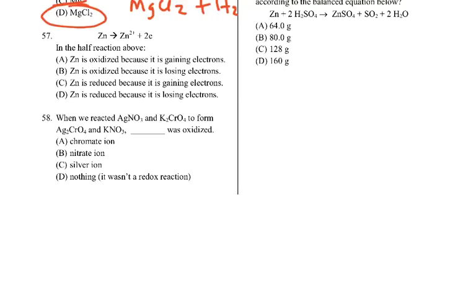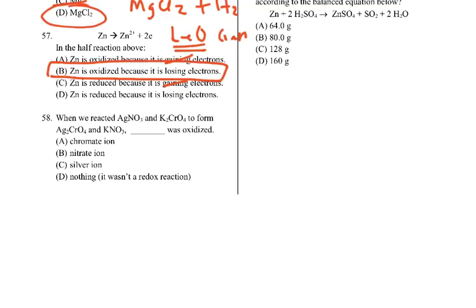Okay, this zinc, what's happening to the zinc? It is losing electrons. And remember that LEO the lion says GER. So losing electrons is oxidation. So it's not gaining electrons, and it is oxidation. So it's answer B.